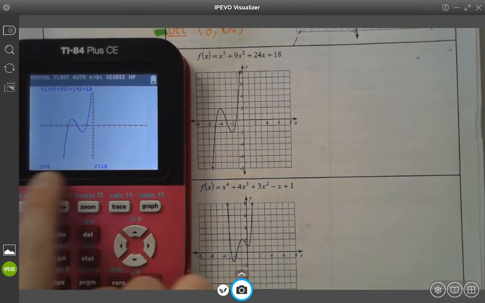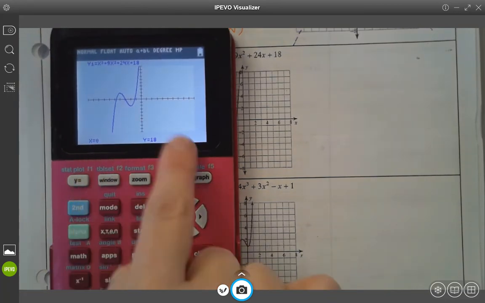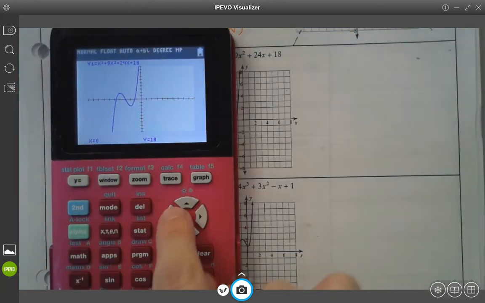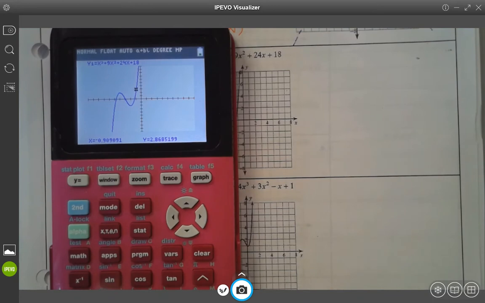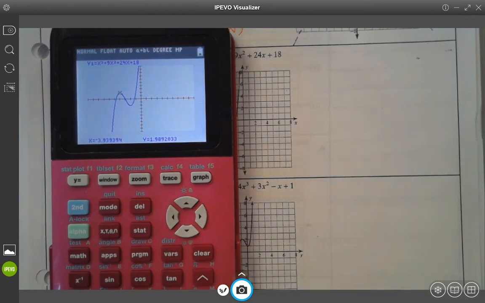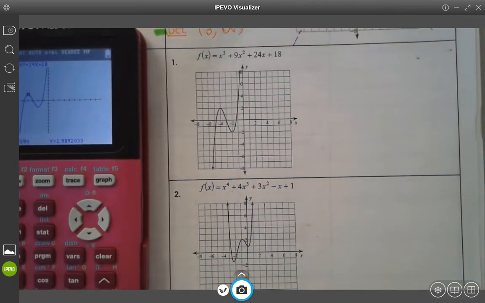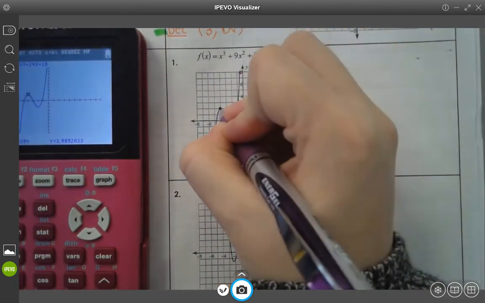Right. So look down at your point. Mine right now has my point on 0 as my x value, 18. So if I go left, it's going to bring it down. So this is the point right here.